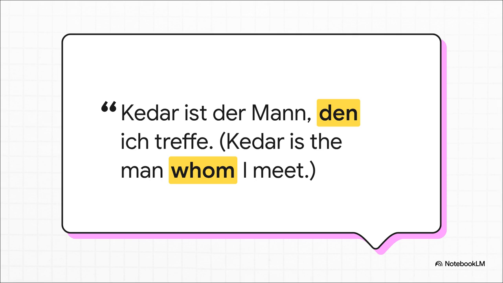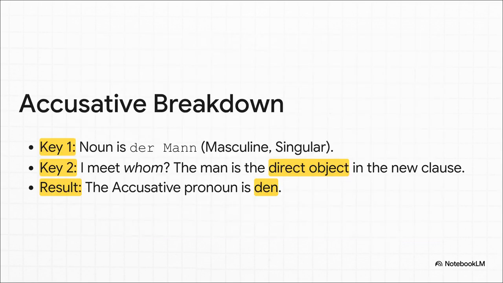Okay, now let's switch it up. Accusative. Kedar is the man whom I meet. The sentence structure looks almost the same, but wait, the pronoun just changed from der to den. Why did that happen? Let's run the system again. Key 1 is the same. Der Mann is masculine singular.